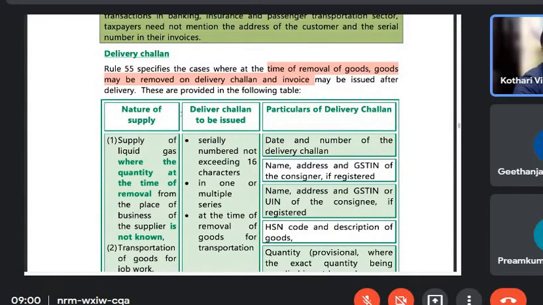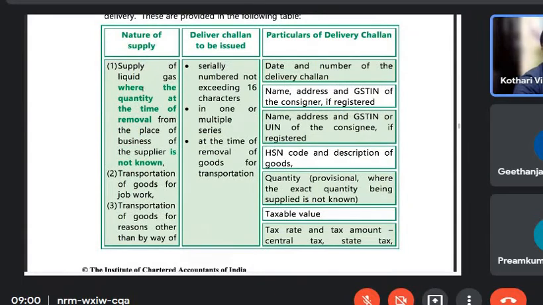The following is the table. Supply of liquid gas where the quantity at the time of removal from the place of business of the supplier is not known. So in case of liquid gas, when the quantity is not known, they can issue a delivery challan. Again, delivery challan is your 8th document and it should be maximum 16 characters. So it will contain the date of delivery, date of challan, name and address of the recipient and the supplier, and then the registered person, HSN code, quantity, approximate value, approximate taxable value.